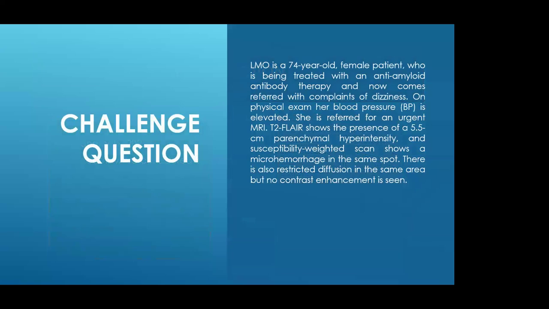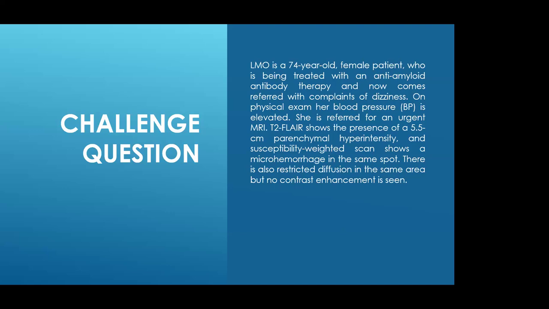We've heard a little bit about the background at this point, so I'd like to start introducing the topic a little bit more in depth. I'd like to pose this challenge question: a 74-year-old female patient who is being treated with an anti-amyloid antibody therapy now comes referred with the main complaint of dizziness. So this patient is symptomatic and is complaining of dizziness. On physical exam, the only thing you notice is her blood pressure to be a little bit elevated.